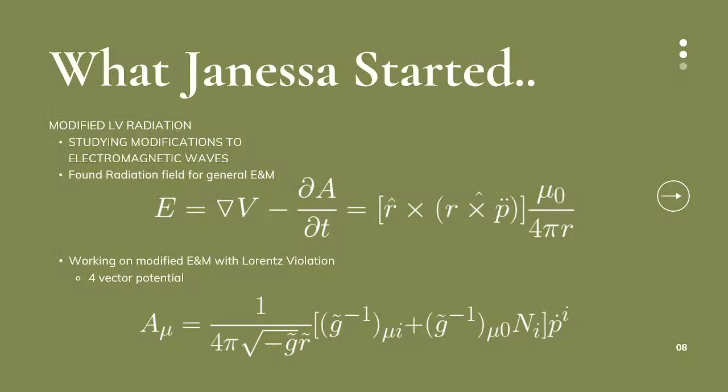So we finished that project up, and we were able to publish a paper in January 2023. So I moved on and started working on the modified LV radiation with Dr. Bailey, which is basically studying the modifications to electromagnetic waves. So I found the radiation field for general E&M, which is that first equation right there. And then now I'm moving on to the modified E&M with Lorentz violations using the 4-vector potential A mu down there.